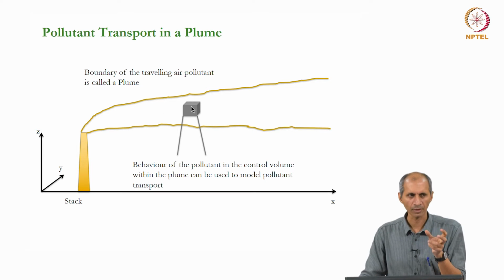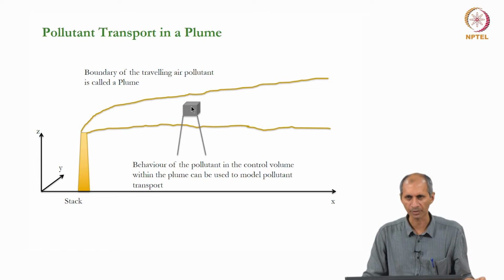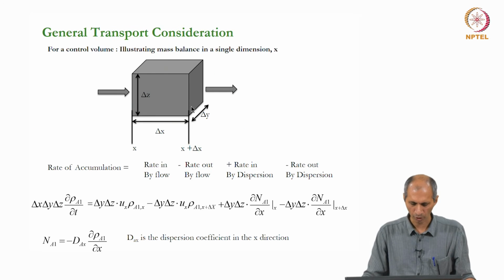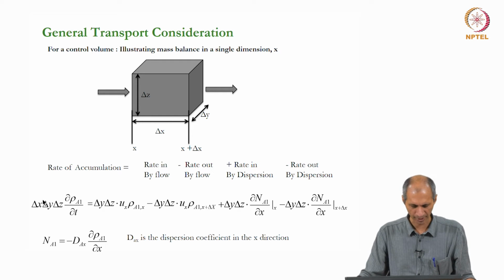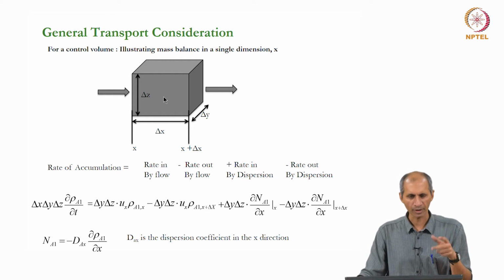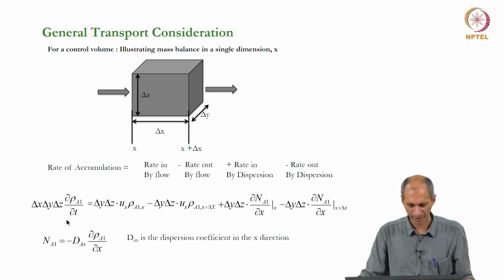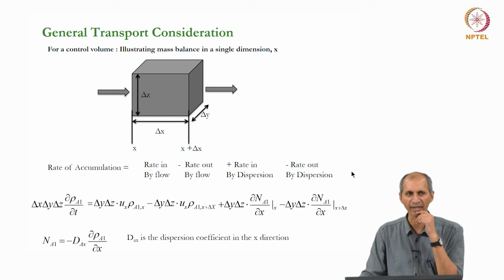So we look at one control volume within the plume, which is where the pollutant is moving, and we try to model it. We did this last class, and we will go over this once again. If you take this box which has dimensions of delta x, delta y, delta z, we have this term here: rate of accumulation equals rate of in by flow, rate out by flow, rate in by dispersion, rate out by dispersion. So these are the processes we have identified.